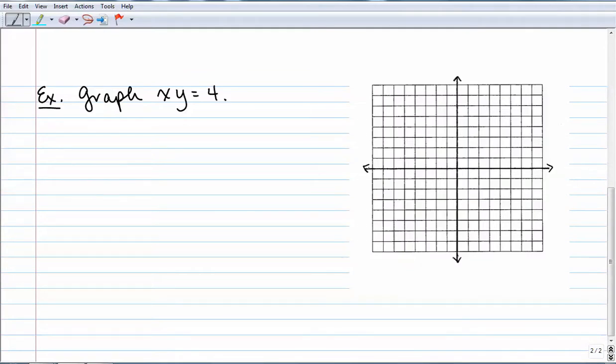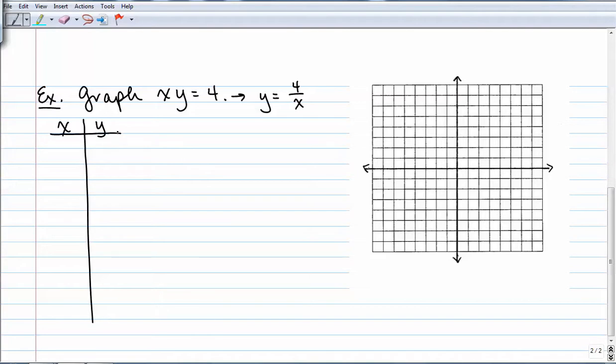To make this a little bit easier to graph, I want to solve it for y. So I'll divide both sides by x and end up with y equals 4 over x. This gives me the ability to choose values of x, plug them in, and then figure out what y is. So I'm going to want to make a table of values with an x column and a y column.